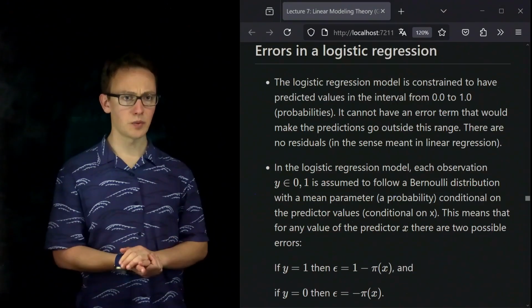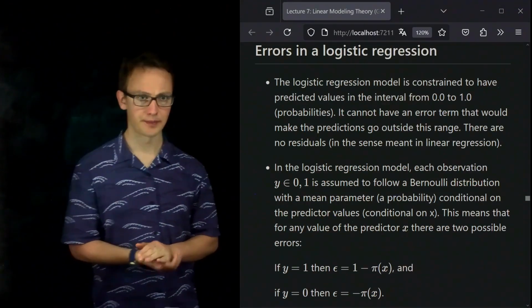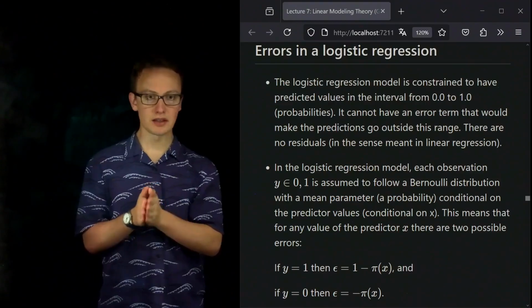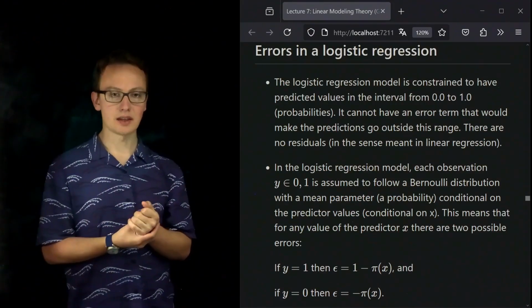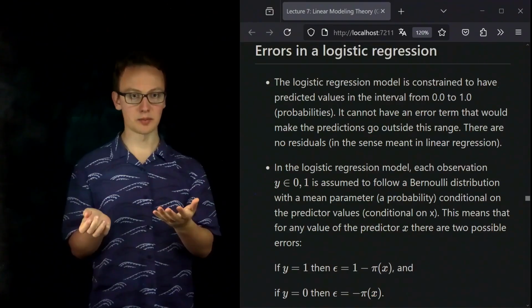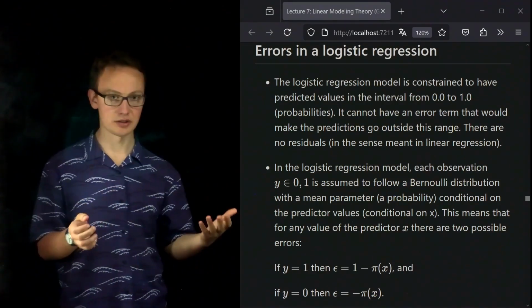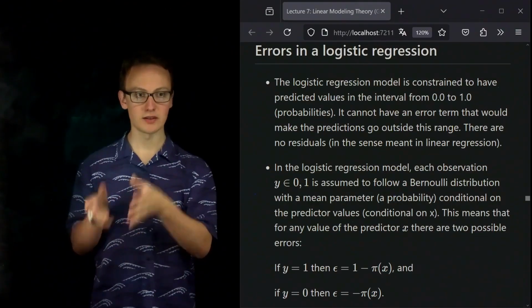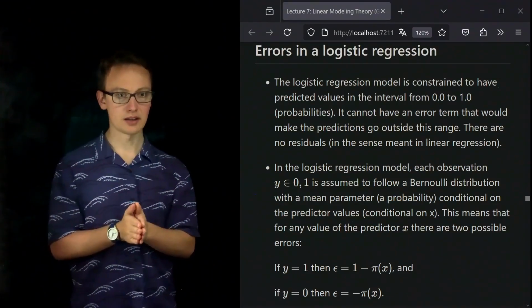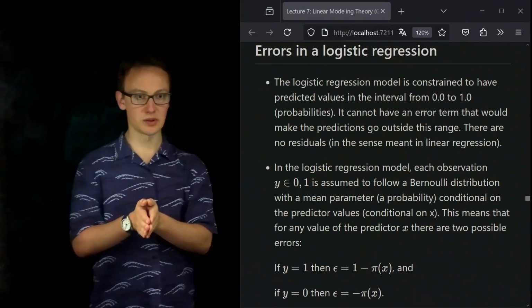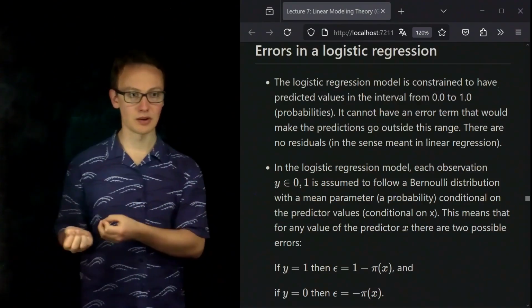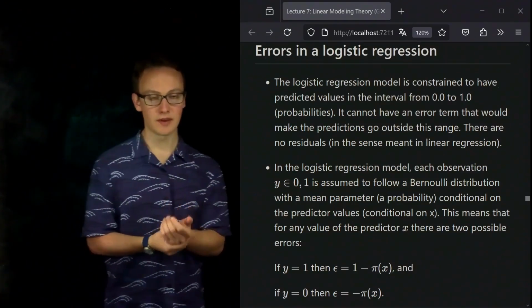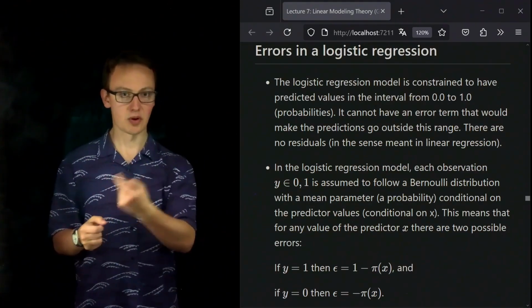All right. So what about errors in logistic regression? Recall that the logistic regression model is constrained to predict probabilities in the interval from 0 to 1. It can therefore not have a residual error term of the kind that we know from linear regression, which could be normally distributed, because that would make predictions of the probabilities go outside this range, all right? So there are no residual errors in the sense that we knew from linear regression in the logistic regression case. In the logistic regression model, each observation, y, can be either 0 or 1, right?